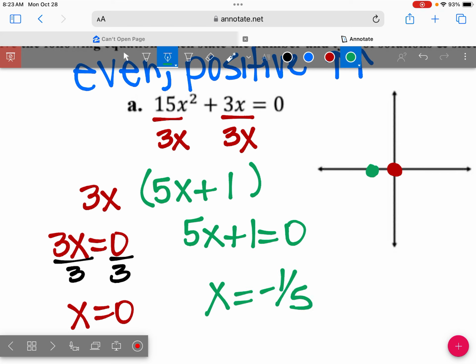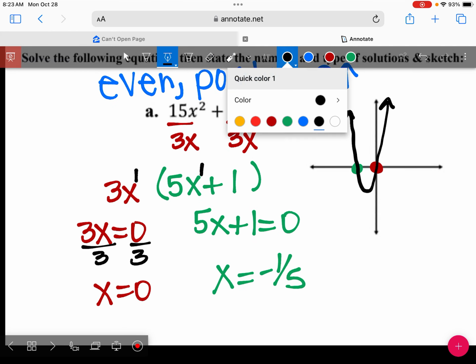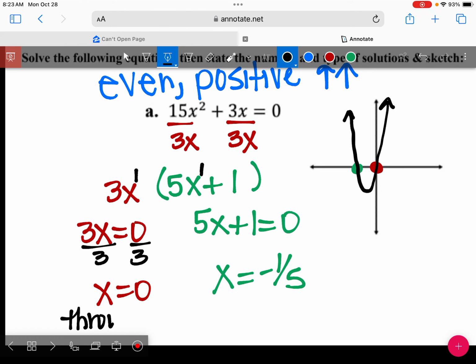Plot that point. And then we just draw a graph that goes through, because this time they're both going through because both of these have a power of 1. So it goes through at the 0, and it also goes through at negative 1/5.